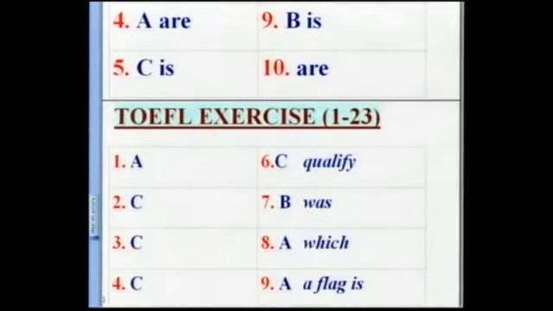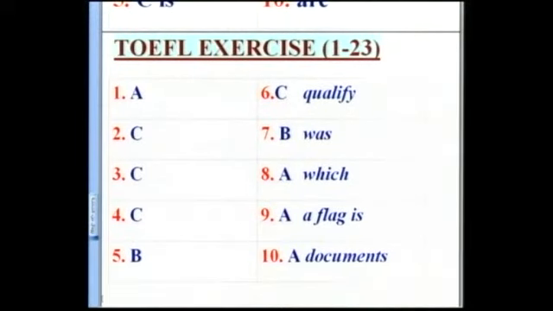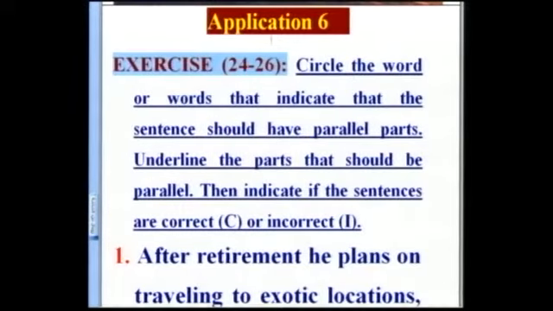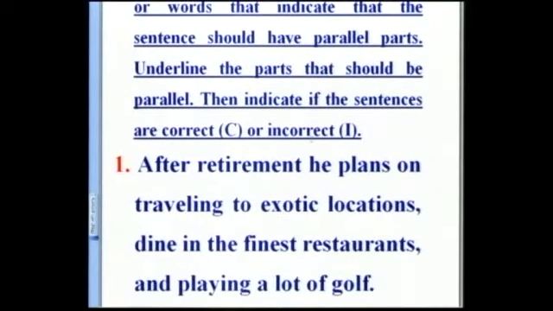And this is exercise 1 to 23 again. All right, let's look at application 6, which is an exercise or a number of exercises covering the points we studied in lecture number 6. Circle the word or words that indicate that the sentence should have parallel parts. Underline the parts that should be parallel, then indicate if the sentences are correct or incorrect.